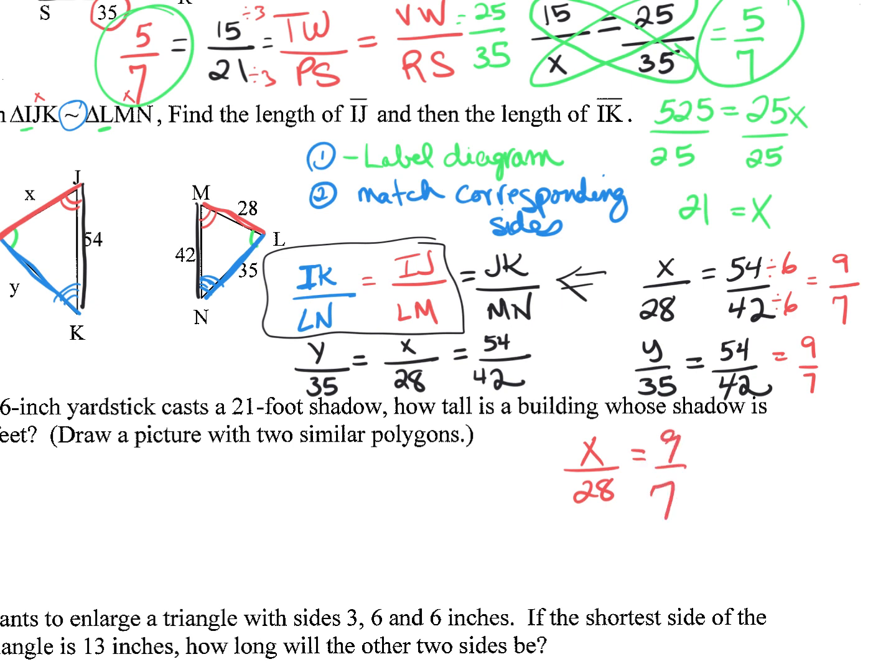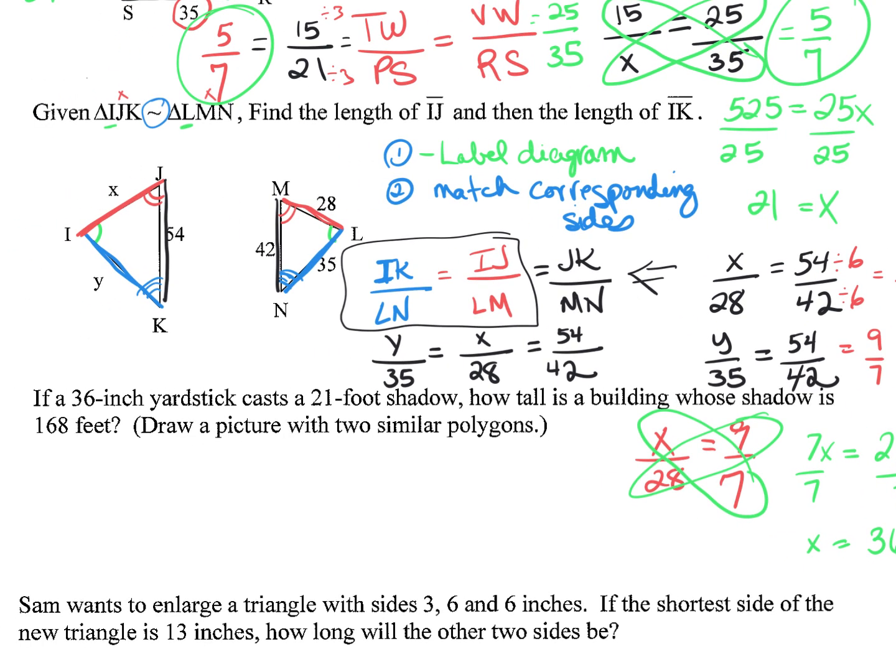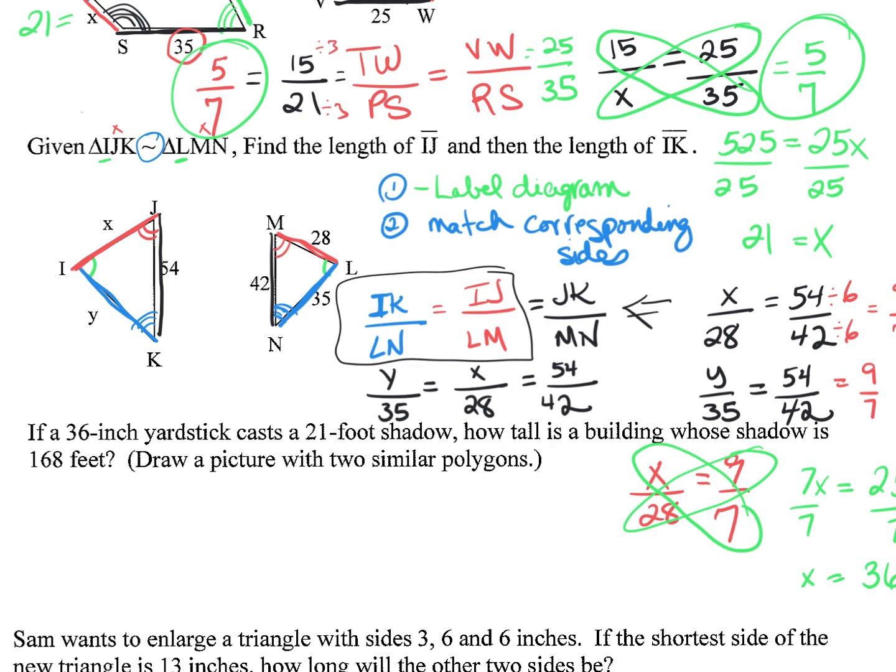And now I'm going to cross multiply. So I have 9 times 28 and X times 7. That gives me 7X is equal to 28 times 9, which is 252. And then to solve for X, we're going to divide both sides by 7. And I get 36. Now that's for X, so that means IJ is 36.